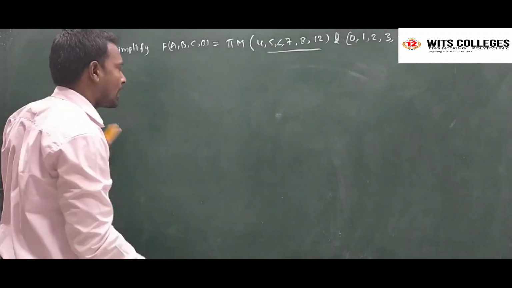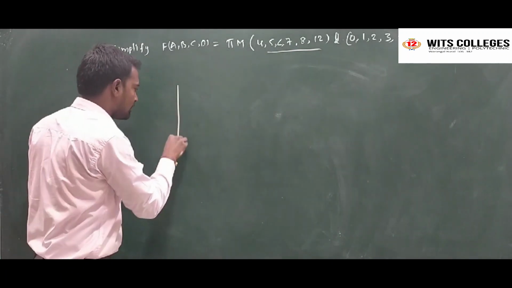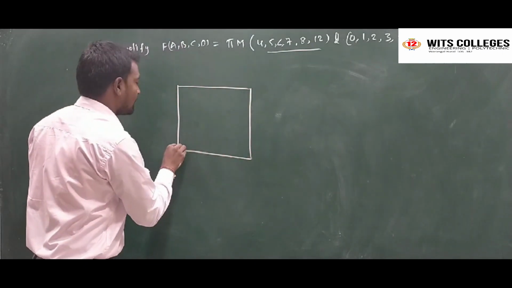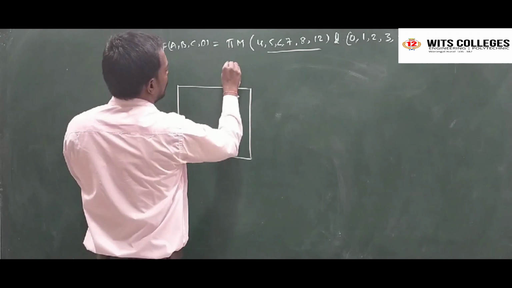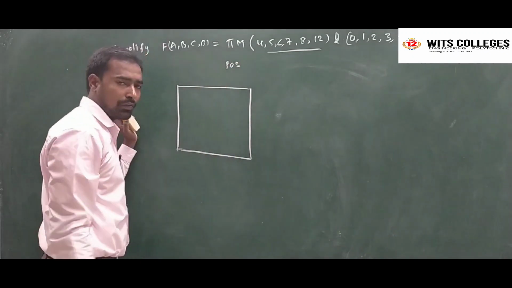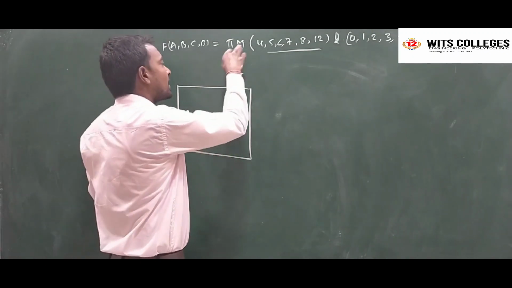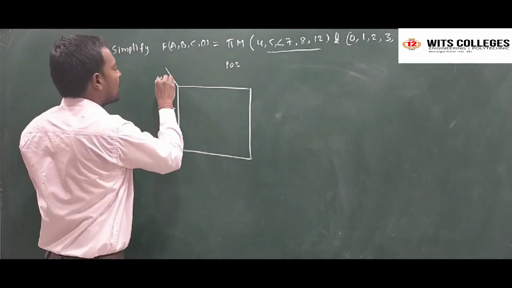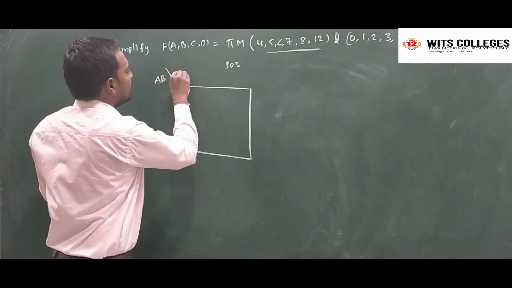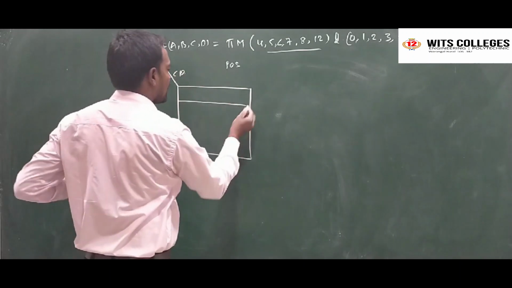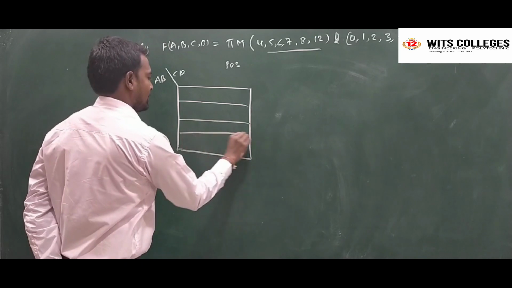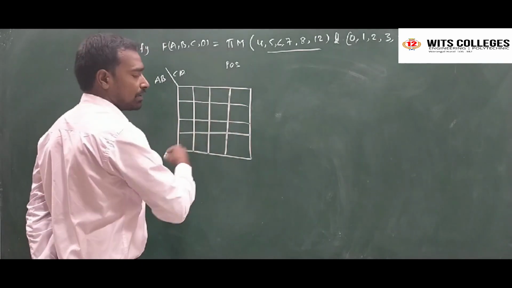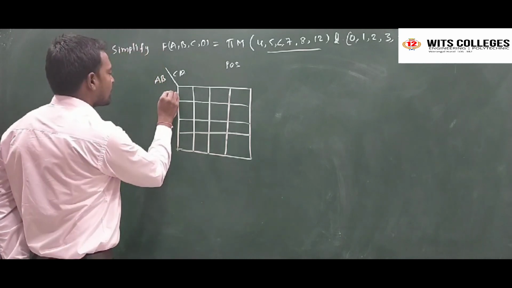Coming to the actual 4 variable, this is a 4 variable K-map, and the given function is in the form of product of sums, because of the pi of capital M. Here, on this side I am taking A and B, and on this side C, D. We have to draw the lines here, and we will get 16 boxes here.